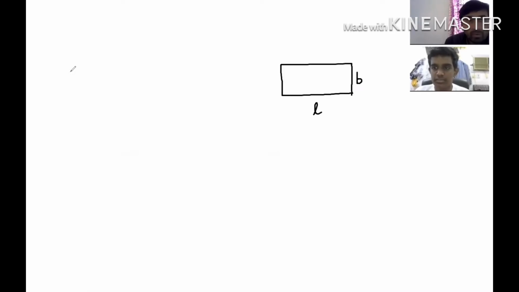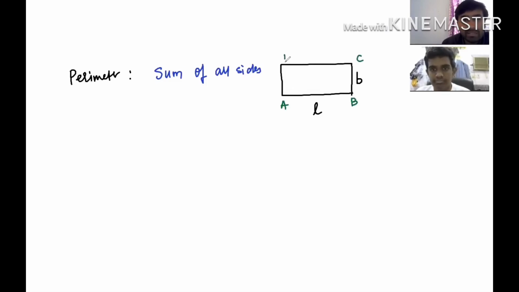Now we will discuss the perimeter. What does perimeter mean? The sum of all sides. That's right, Rohit. The sum of all sides is called the perimeter. So if I name the points A, B, C and D, then the perimeter is the sum of the sides AB plus BC plus CD plus DA.